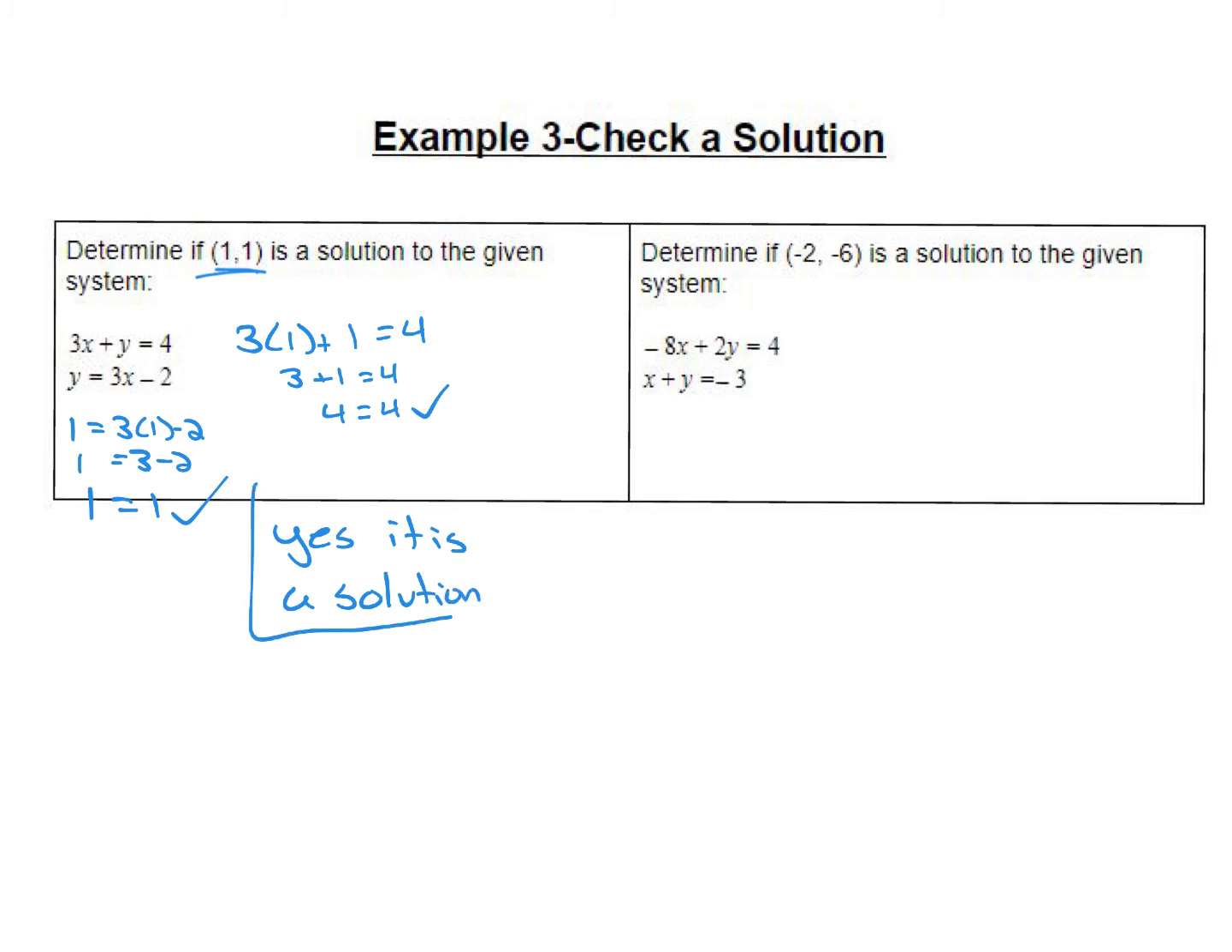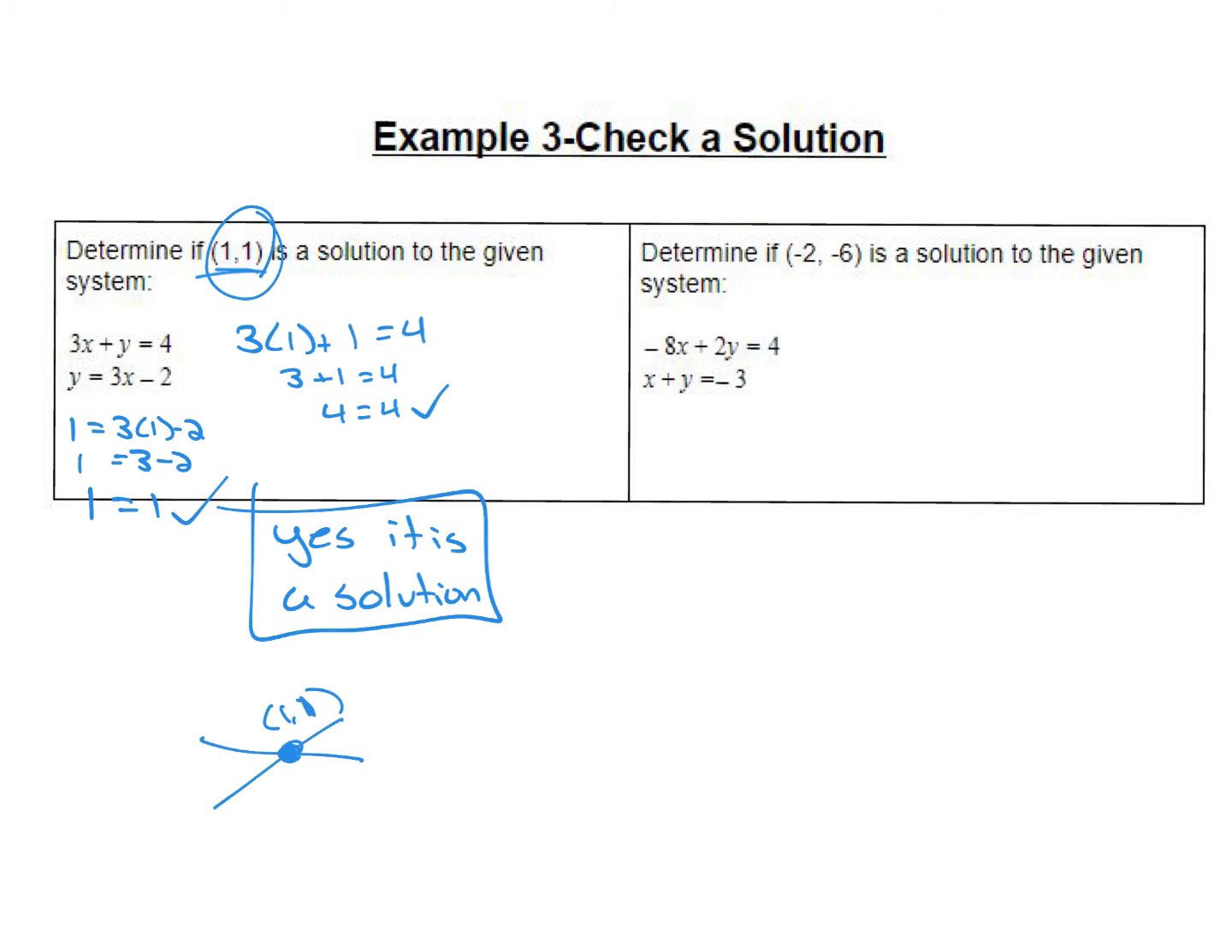So it's going to be very much like what we were doing when we were doing our test points for our inequalities. But we want to make sure that this point is a solution because, just trying to draw a quick sketch, who knows what it actually looks like. But if both of these check off, that means that point (1, 1) is where they intersect.